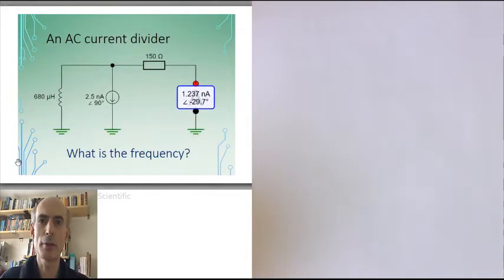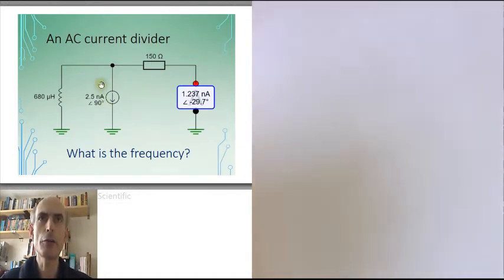The second example I'll do is of a current divider. Now here we're given the total current flowing out of this node, and that current is being divided between the current flowing through this inductor and the current flowing through this resistor. Once again, the question is, what is the frequency? And I would proceed as follows.